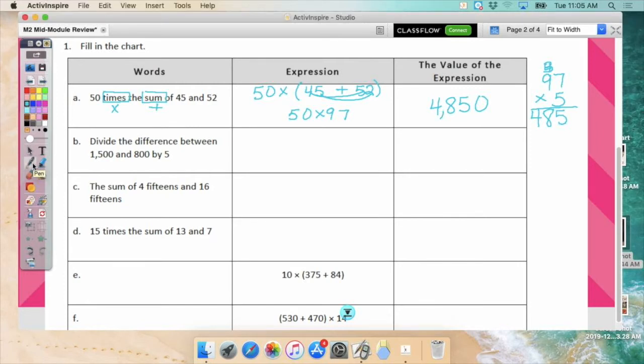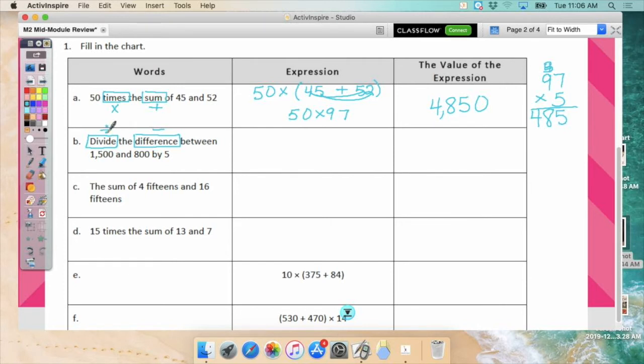So let's take a look at the next one. This is actually kind of a trick. They put one on the test that we did in practice in class. So we can do it though. We can figure it out. We've had difference before, haven't we? Yeah. Okay. What does that mean? Subtract, good. And then divide means to do what? Divide. That's pretty simple, isn't it?